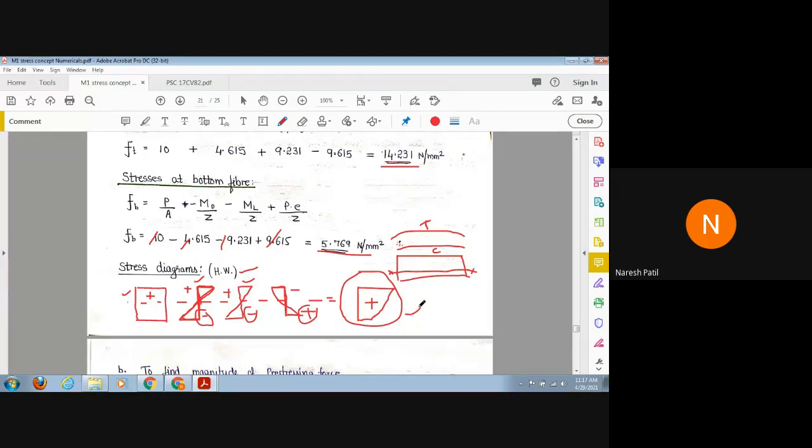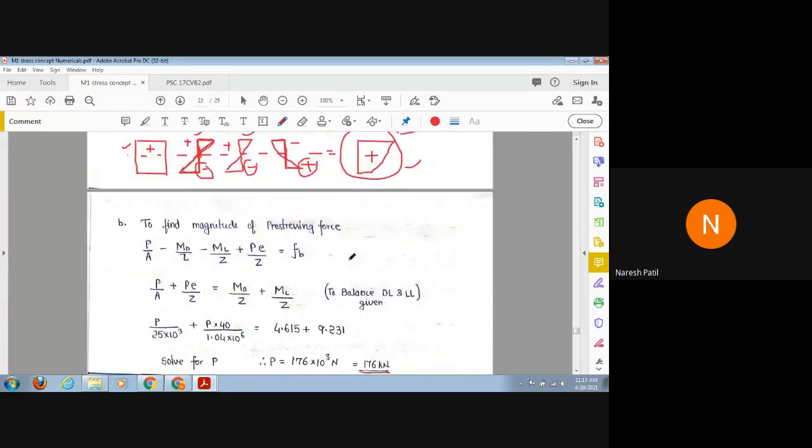That is the conclusion. That is the final answer. Due to dead load, live load and the pre-stressing force, the beam at center of the span, at mid span, is under compression, total under compression. Okay, so that is what it indicates.